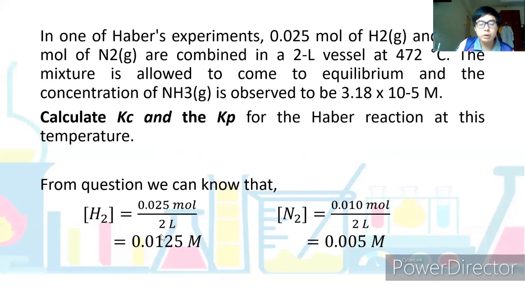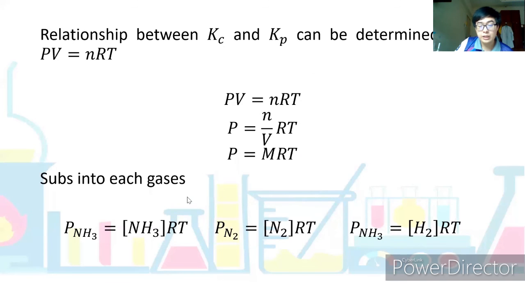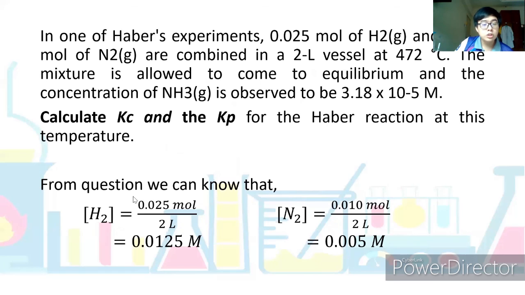So from the question, we can know the initial concentration of hydrogen and nitrogen and also ammonia. Ammonia is given directly in the question, 3.18 times 10 to the power of -5 molar. While for the concentration of hydrogen, we must take the number of mole divided by the volume, just like what we showed just now, n over V. So 0.025 divided by 2, we'll get 0.0125 molar, while nitrogen is 0.010 divided by 2, we get 0.005 molar.